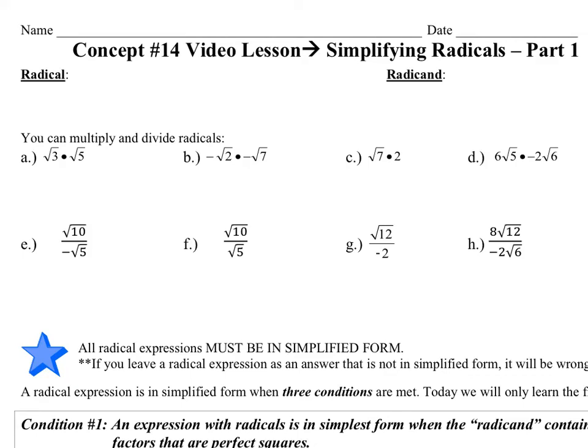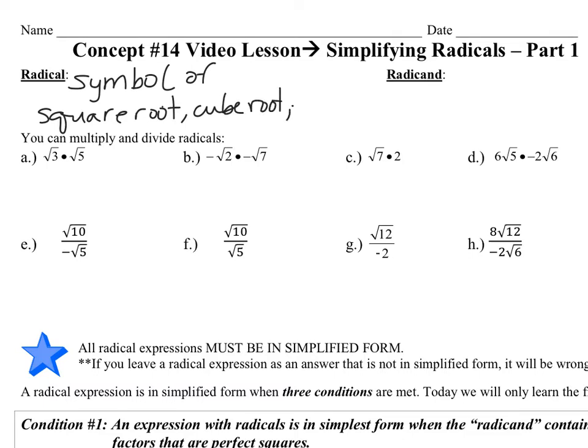Welcome back, everyone. Today we're going to talk about how to simplify radicals, and this is the first lesson on radicals. Now, I mentioned before that a radical is just a square root or a cube root or a fourth root or a fifth root. It's your roots, right? So the word radical is referring to the symbol of square root, cube root, etc. In this class, we're only going to focus on square roots and cube roots. So if you see that symbol, it is referred to as a radical.